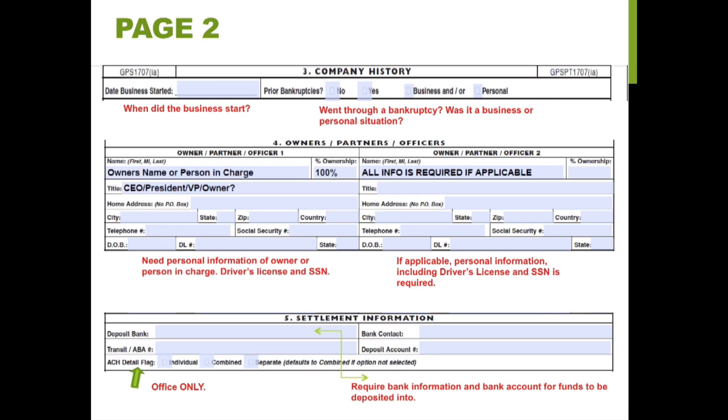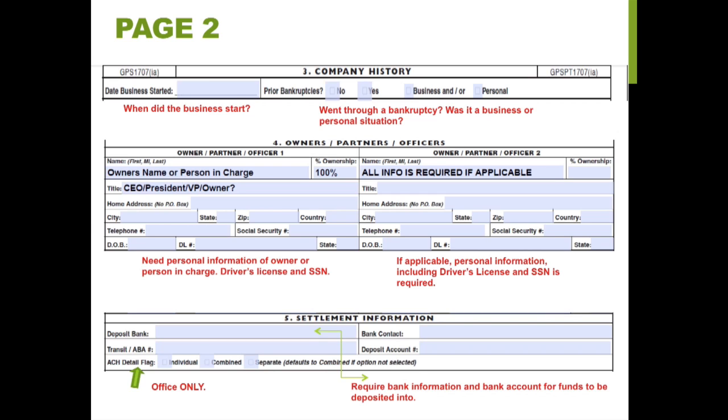Last but not least, we have the ACH detail flag. Here we select whether it's going to be an individual, combined, or separate deposit. This means that, for instance, if a merchant runs a $100 transaction and at the same time runs a $50 refund, and if the account is set up for individual, then the deposit will be made for $100 and a separate withdrawal will be made for $50.